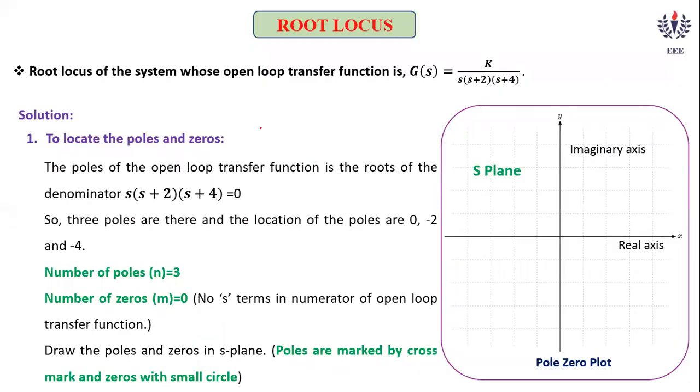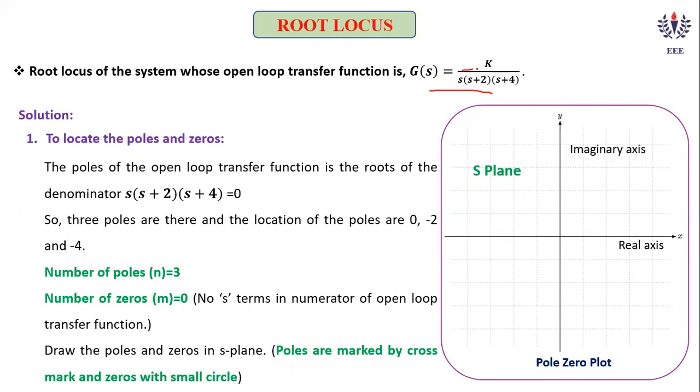So first, coming to the theoretical calculations. We need to draw the root locus for the open loop system G(s) = K / (s(s+2)(s+4)). Coming to the root locus, the first step will be to locate the poles and zeros in the S-plane. So how to identify the poles and how to identify the zeros?